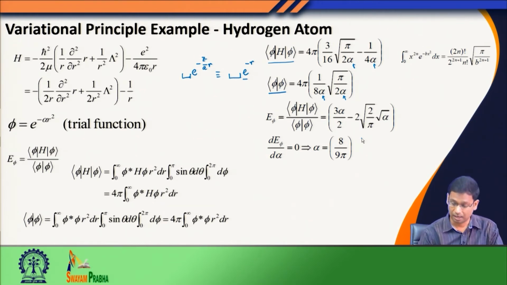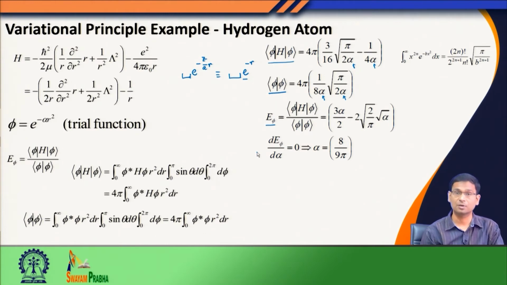of energy in terms of alpha looks like for this particular problem. Now, since I know that E phi depends on alpha, I simply obtain the first derivative of it with respect to alpha and then find out for which value of alpha this equation holds good, and it turns out if you do it, alpha turns out to be 8 divided by 9 pi. Now, my trial wave function was e to the power minus alpha r square.